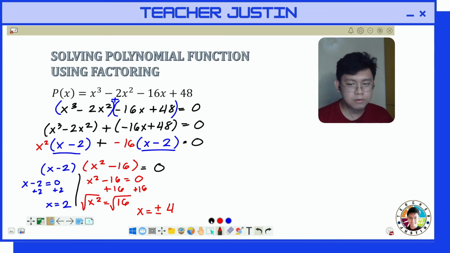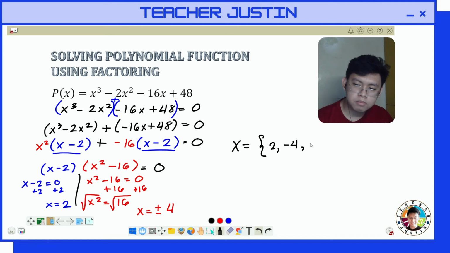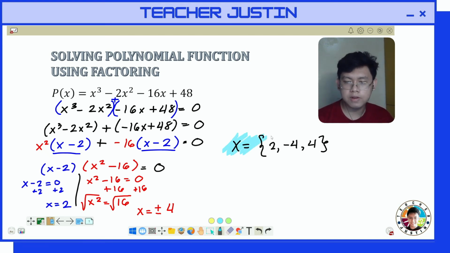Now let's write our final answer. So the values of x for this polynomial function will be equal to 2, comma, negative 4, comma, positive 4. So we have 3 values of x that we will have for this polynomial function. And that will be our final answer.